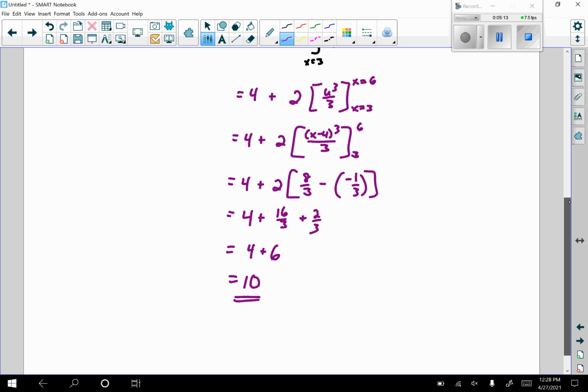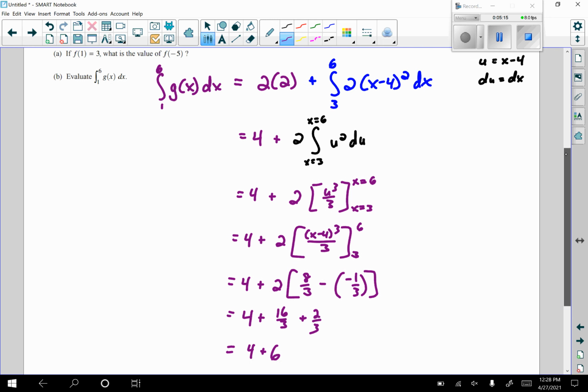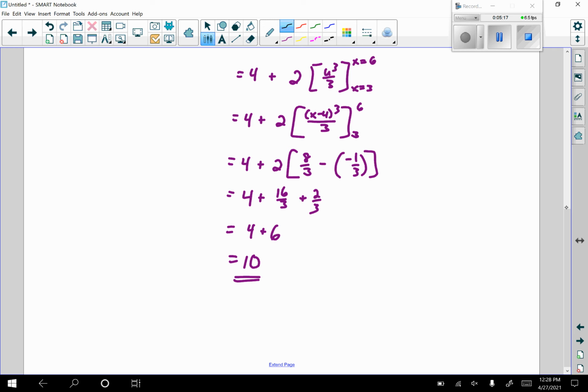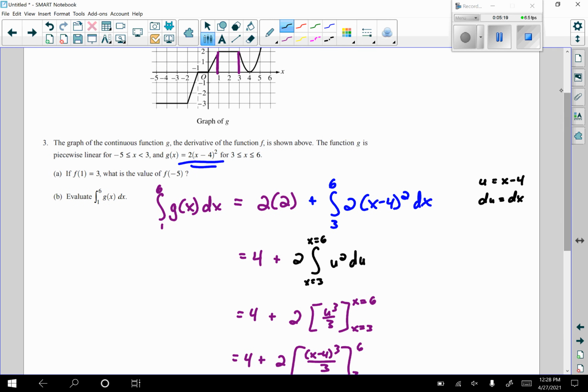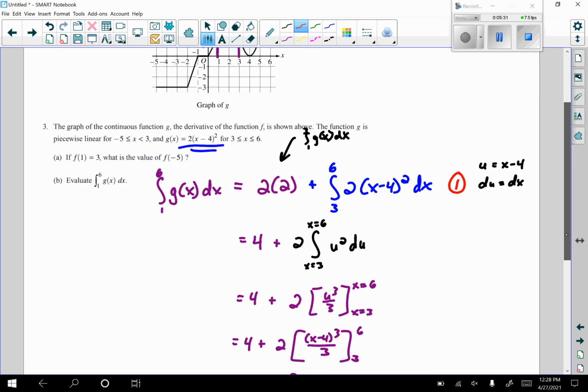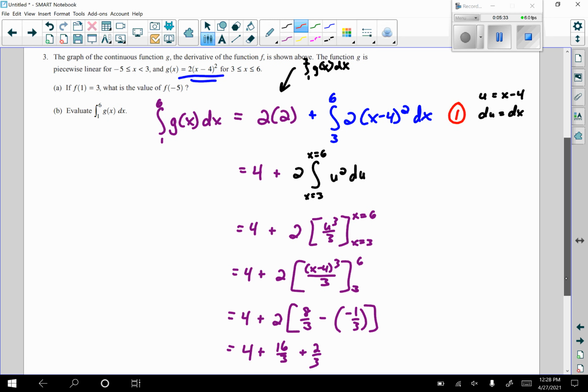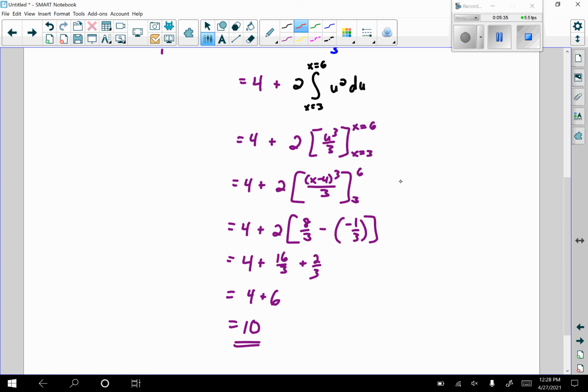We get 3 points for this. 1 point for technically splitting this. So this part right here can also be written as the integral from 1 to 3 of g of x dx. So you get 1 point for knowing to write out 2 separate parts. 1 point for taking the correct antiderivative. And then 1 point for the answer. 5 points right there.